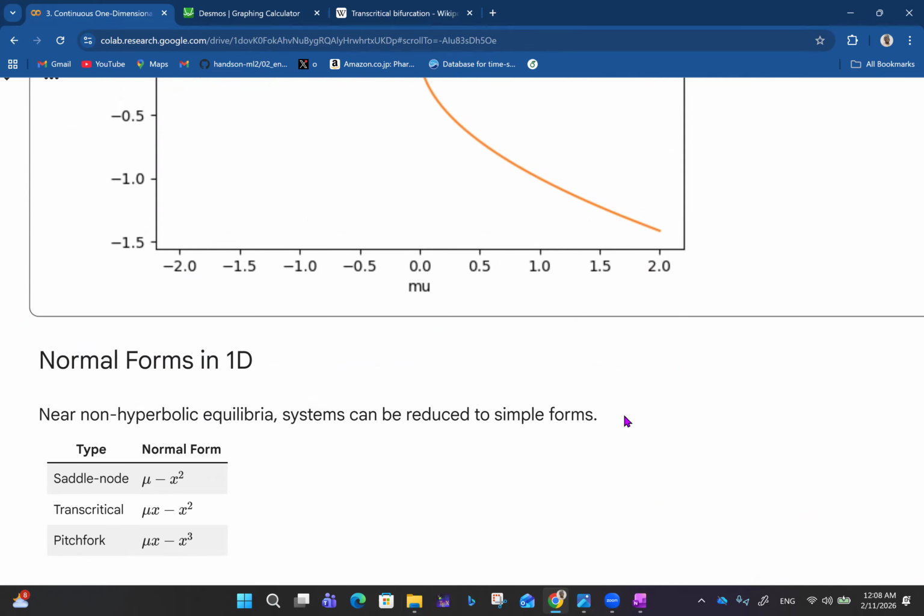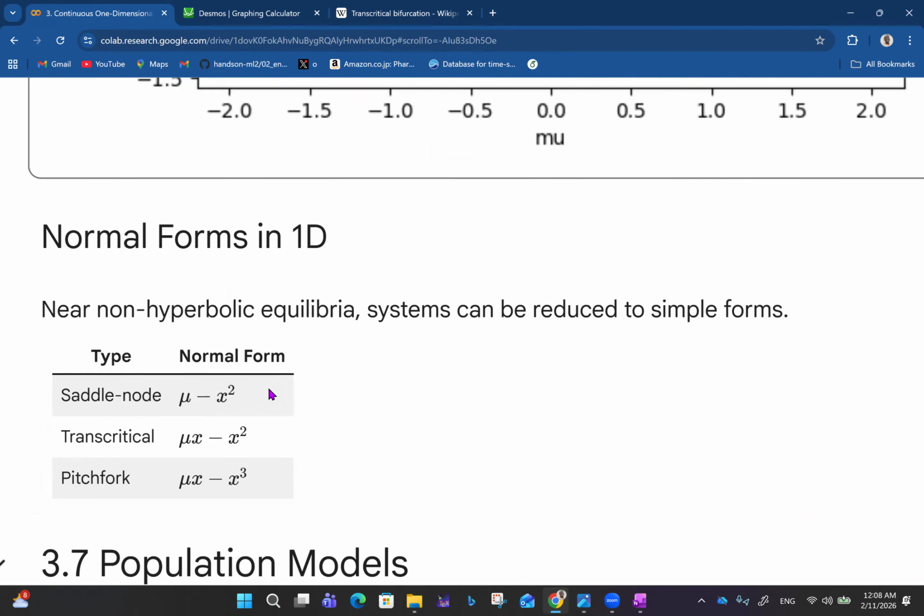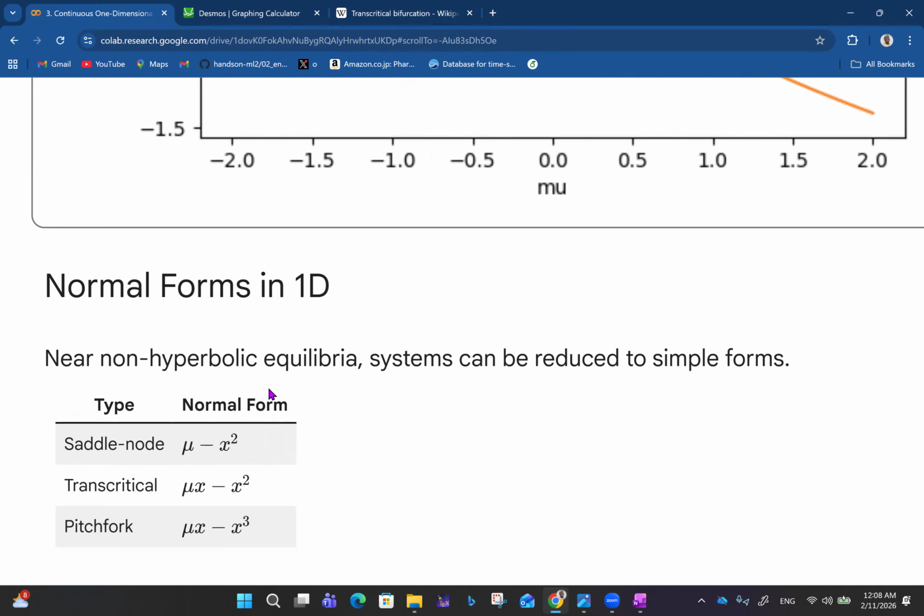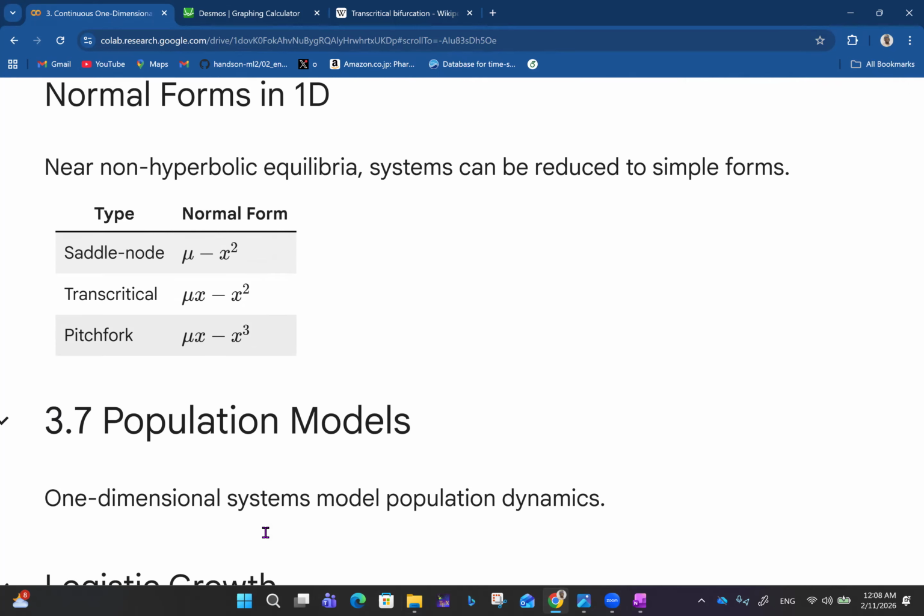So we talk about normal forms in one dimension. Near non-hyperbolic equilibria, systems can be reduced to simple forms, right? For a saddle node, the normal form is mu minus x squared. For transcritical, you have mu x minus x squared. For pitchfork, you have mu x minus x cubed.